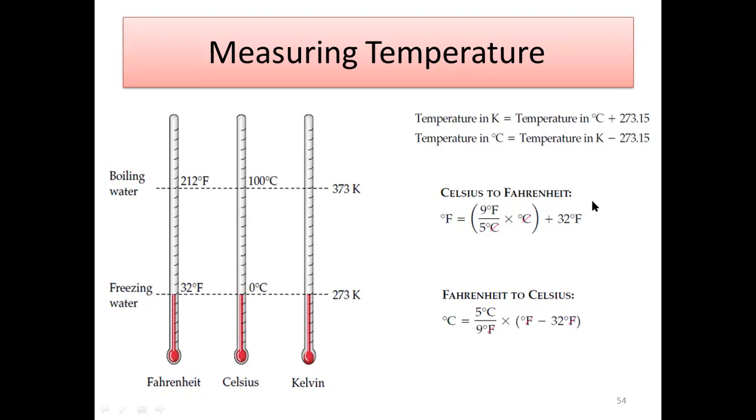When your centigrade temperature is given, yes, you have to put the centigrade over here. These are the constant values, 9F over 5C. This is just the unit cancellation method. You have to put your value over here, and then when you solve this one, multiply by 9 divided by 5, and then you have to add 32. This will directly convert the centigrade to the Fahrenheit.